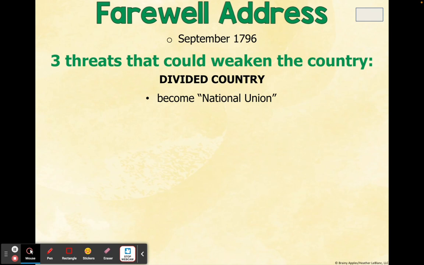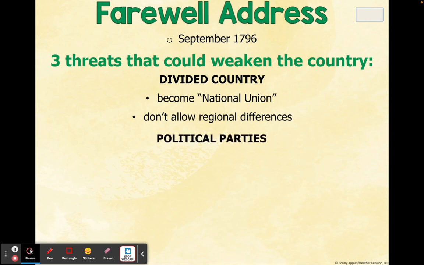Please watch the Edpuzzle on the farewell address. This is an extremely important document because in it, Washington says there's three things that are going to weaken the country. We're divided. The South and the North don't get along. There's a lot of regional differences. And he foresees that us caring more about our region and not the nation itself could become a problem.